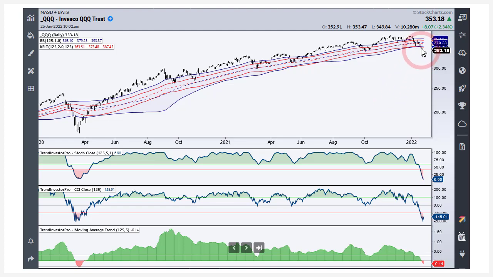But before I do that, notice that we had a break below the lower Bollinger Band and the Keltner channel here in QQQ in January. We got Stochastic Close moving below 40, CCI close moving below -100, and the 125-day SMA turned down. So that basically reverses the signal that we had all the way back here in April, and that was a long signal and a big gain.